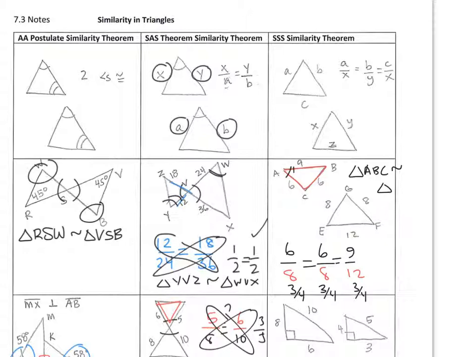Now, since this is an isosceles triangle, they can kind of match up. So A can go with either E or F, it doesn't matter. So E, and then F, and then G.